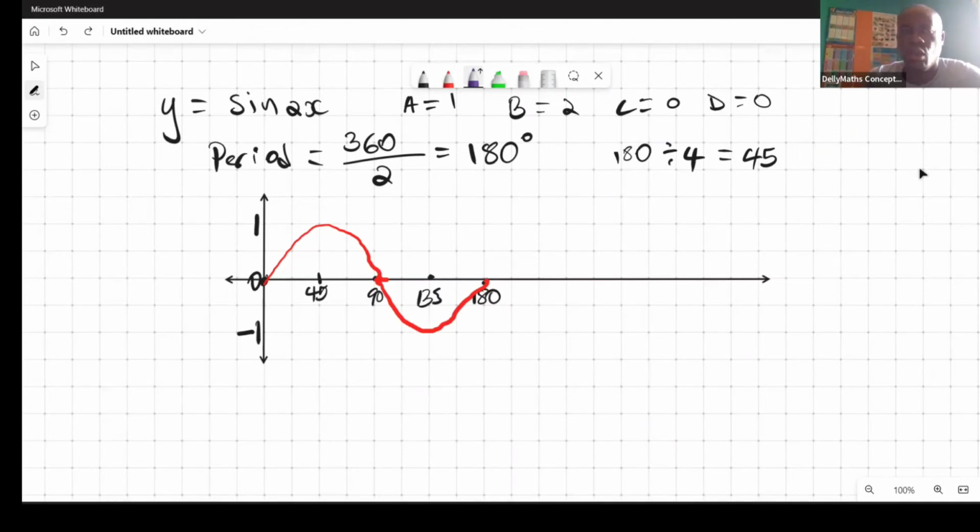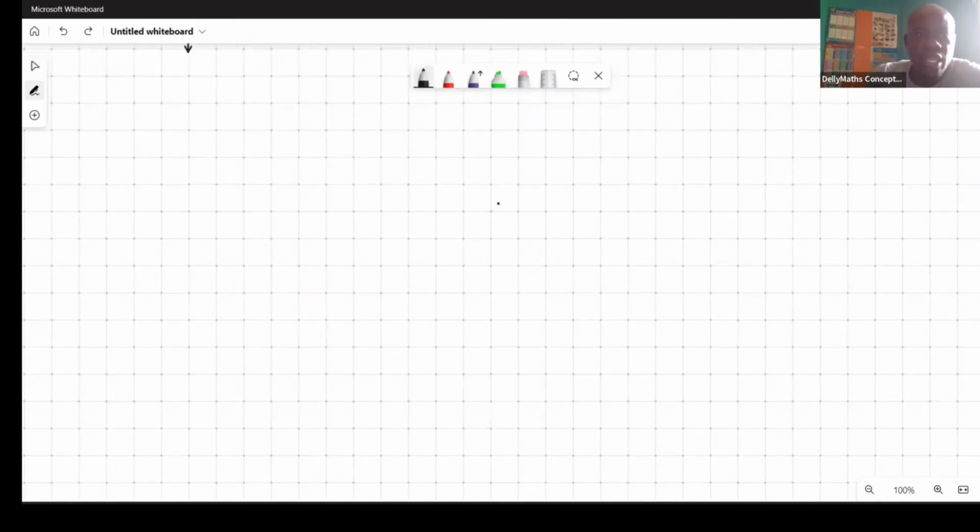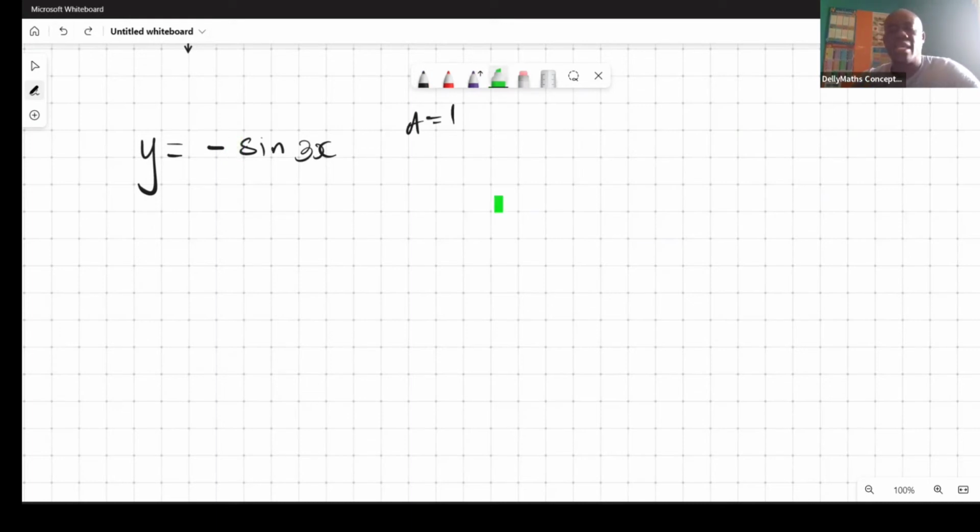So that's for that. Let's look at another one. Let us say, let's change this up. What if we have y is equal to negative sine of 3x? Again, my amplitude is 1. The fact that I do not see a number there, that's a -1, but an amplitude is actually a modulus. It's actually a distance. So a distance cannot be negative or positive, so it's going to be 1. My B value this time is 3. My C is 0, and my D is 0.